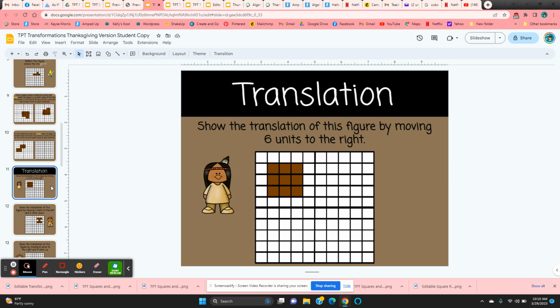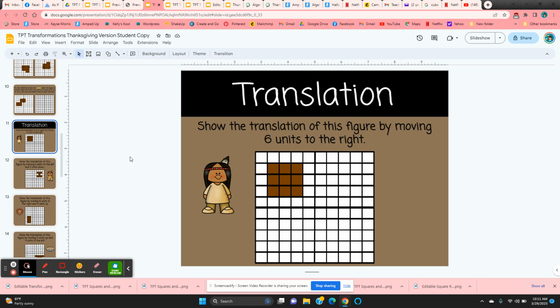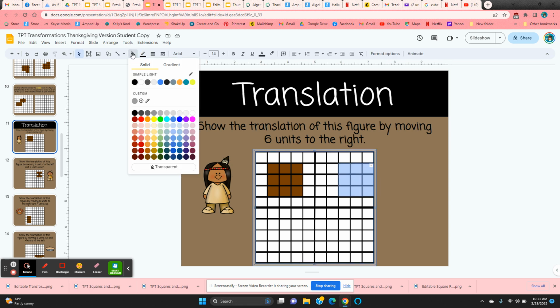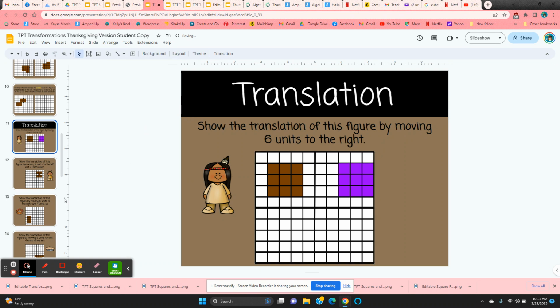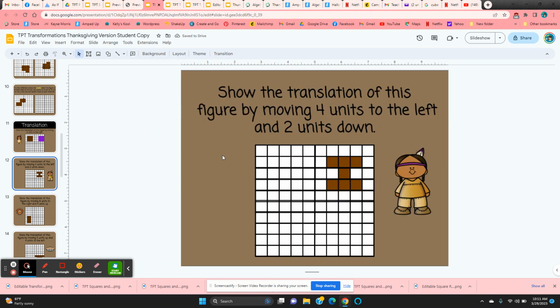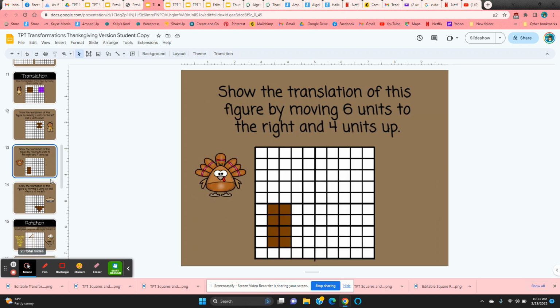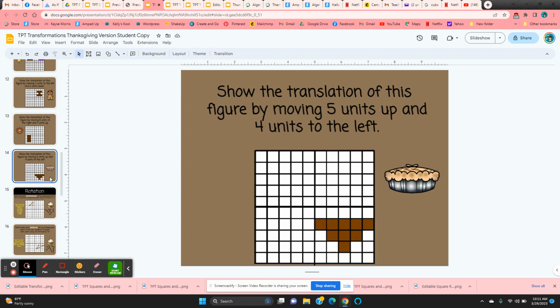So a translation is just moving a figure up, down, left, or right without changing its orientation. So in this one, they're just going to move 6 units to the right. So it'd be 1, 2, 3, 4, 5, 6, and it would look like this. On the next slide, they're going to be translating, moving this figure 4 units to the left and then 2 units down. So there's 2 moves. Same thing on the next and the next one.